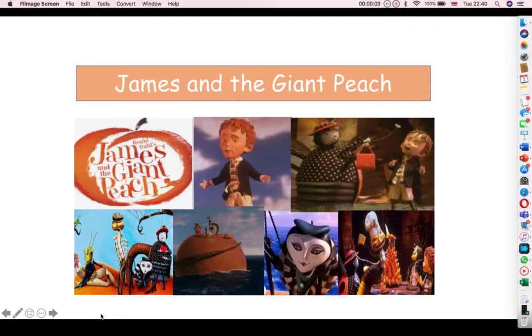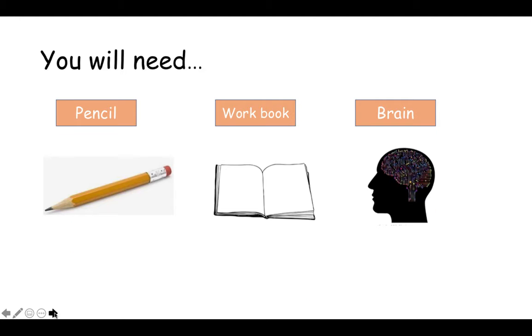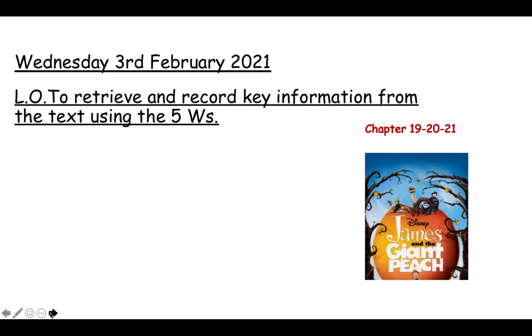In Year 3 and 4, this is our third lesson of English this week. Before we start, make sure you have your pencil, your workbook, and your brain switched on. Today's date is Wednesday, 3rd of February 2021, and our learning objective is to retrieve and record key information from the text using the 5 W's.